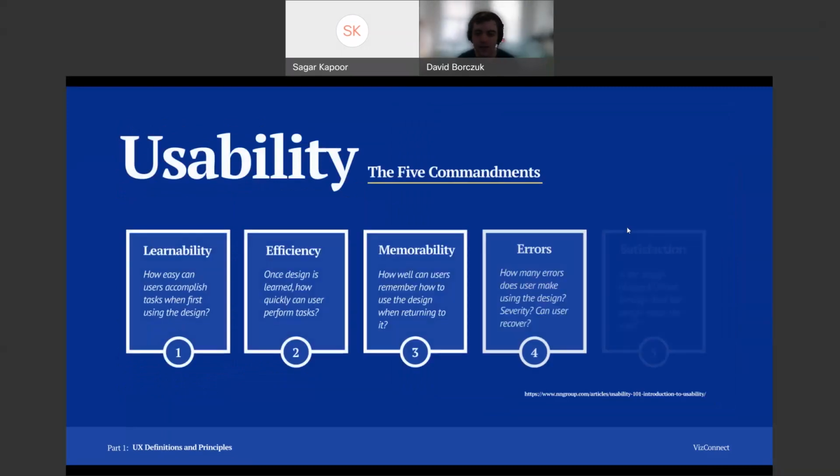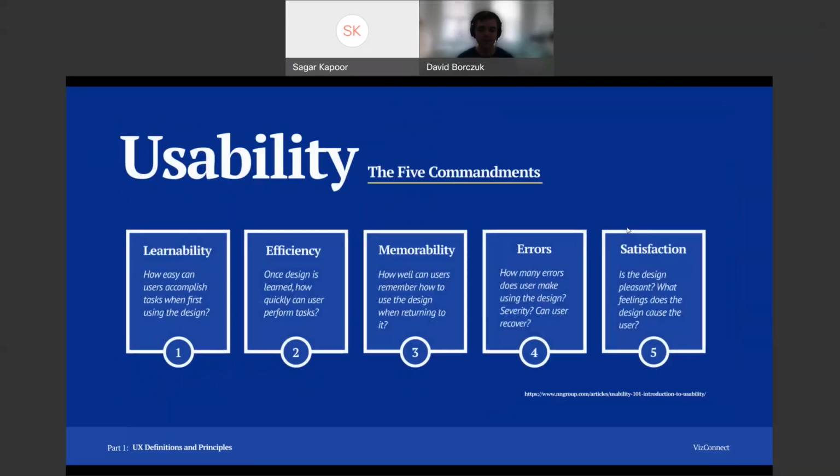So usability is composed of 5 central ideas. I call it the 5 commandments: learnability, efficiency, memorability, errors, and satisfaction. For learnability, how easy can the user accomplish tasks when they first use the design? If we translate all of this to dashboards and visualizations, how quickly can the user understand what to do with the dashboard when they first open up that app on the server or on Tableau Public?